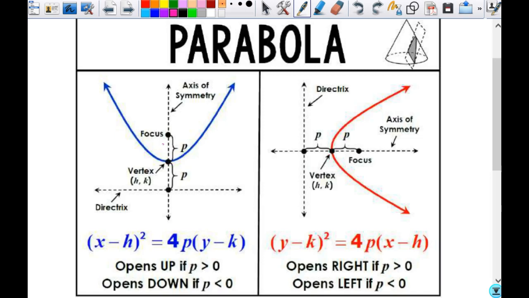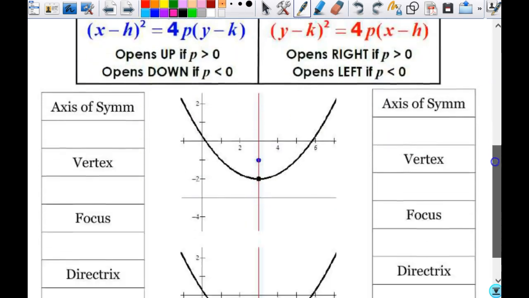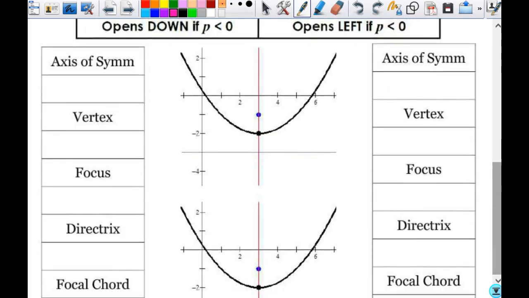So let's look at what's happening here. First of all, we're going to label these pictures right here. Here's what I want to label on this. We know that this length here is P, because that's labeled up there. And this length here is P, the same distance. That's your P. So whatever that number is in front of those parentheses, that's 4P. If you divide it by 4, that's the distance right there.